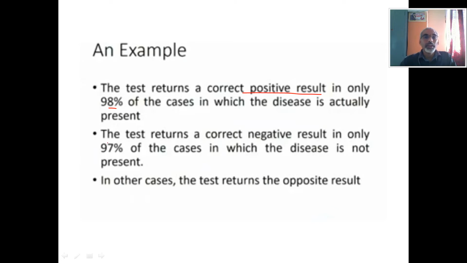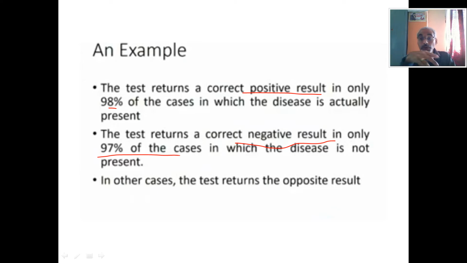The next data we have: the test returns a correct negative result only in 97% of the cases. In 97% of the cases, a correct negative result. That means the patient is not suffering from cancer, and the test also is telling negative. The lab test is giving a negative report, which is correct and genuine. He is not having cancer, and the lab report is telling that he is negative. That means in 97%, so still 3% is there. There are 3% chances that the patient really does not have any cancer, but the lab report is telling positive.